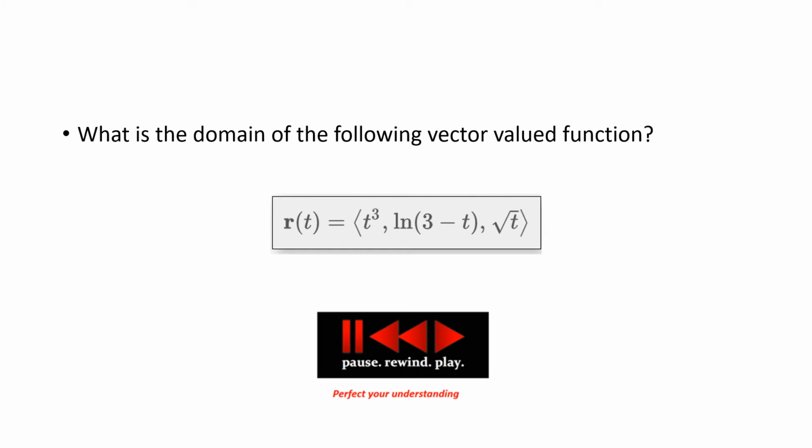So here's a problem for you to consider. What is the domain of the following vector-valued function? R of t is equal to ⟨t cubed, ln(3 minus t), square root of t⟩. You know what to do.